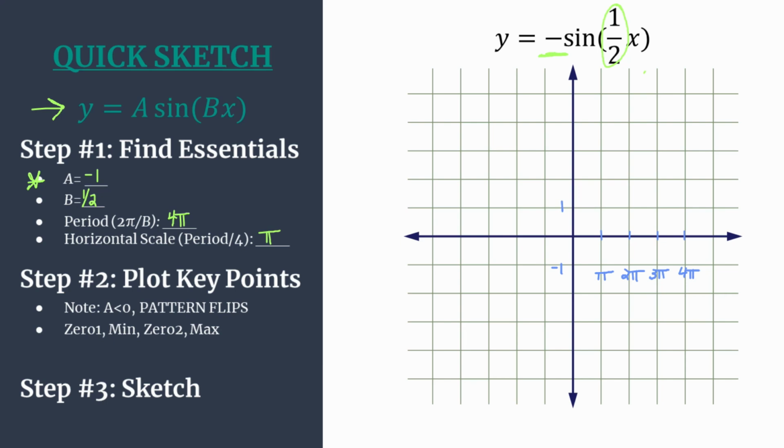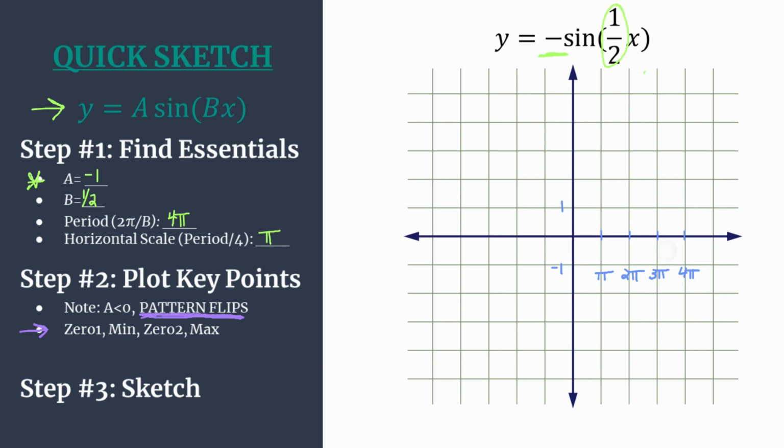We're going to plot our key points pattern. And remember, we said our leading coefficient, our value for a, is negative. And so our pattern is going to flip. So our pattern will be just this here. It's your 0, 1 starting at the origin, then a minimum, then the second 0, then a maximum. And you'll notice if you've graphed a lot of sine equations that don't have a negative out front, basically the min and max just switch places. And again, that's due to your vertical reflection that's happening.